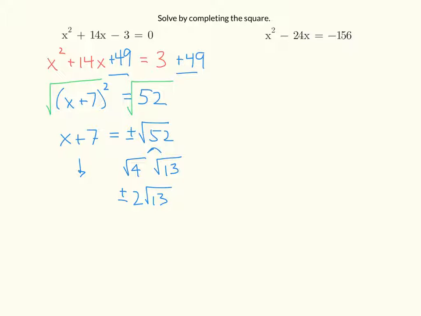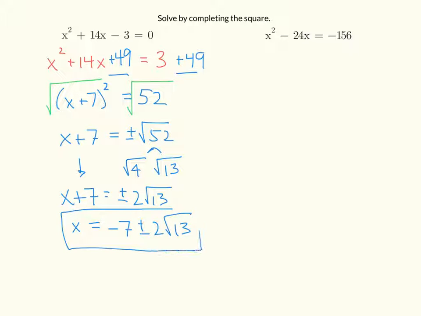We bring this down, x plus 7 equals that. And we're going to subtract 7 on both sides. And so we're going to have that minus 7 on the right, since we subtracted it from both sides, plus or minus 2 square root 13. Those are our 2 solutions.